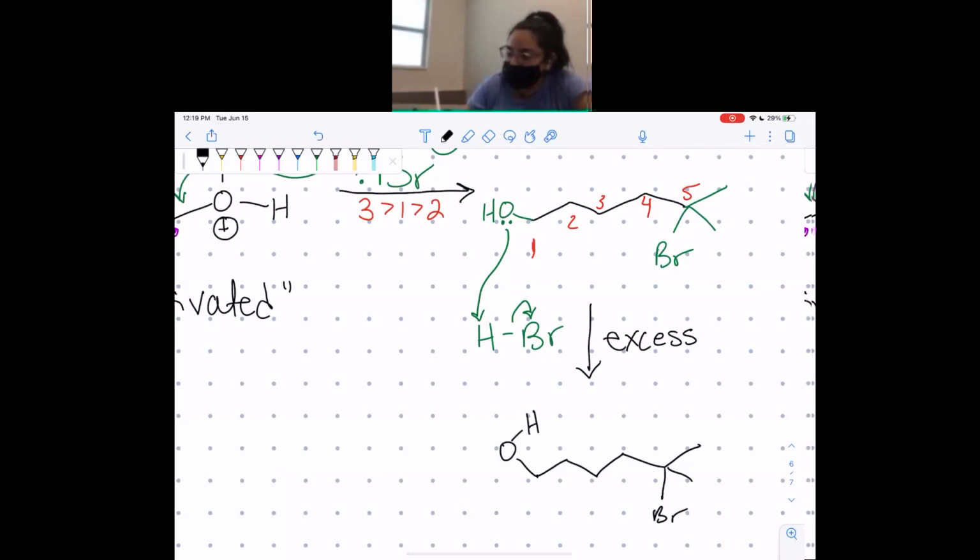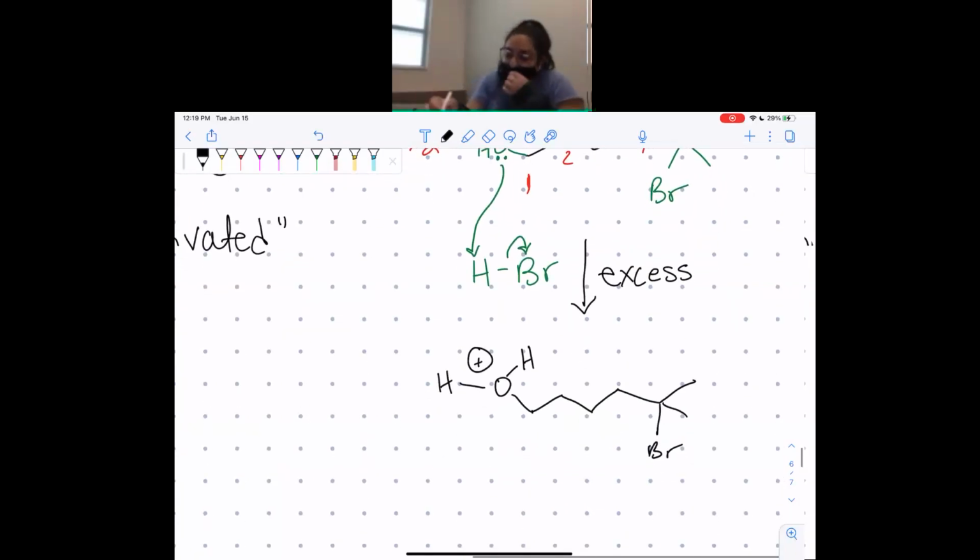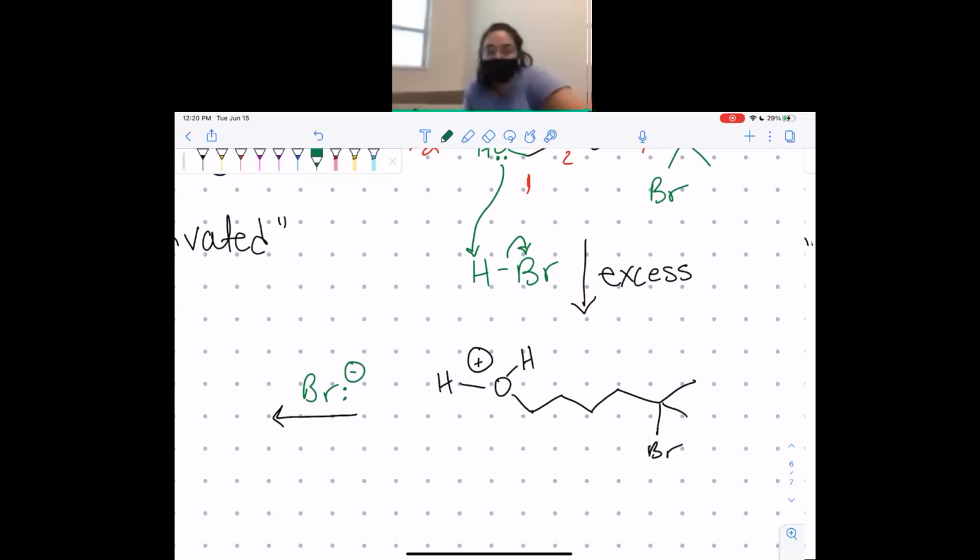Okay, so now we have a plus. When we turn that OH into an H2O plus, we made it a better leaving group. And now we have a good leaving group, and we have Br minus. So it's almost going to be like an SN1 reaction, or excuse me, an SN2 reaction, and we're going to attack and kick off the leaving group.